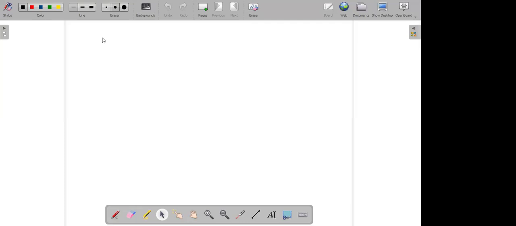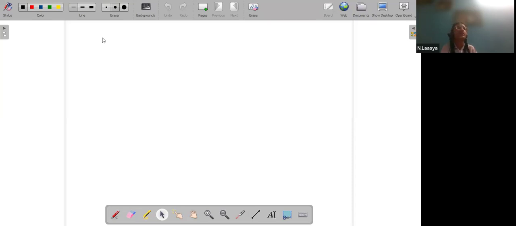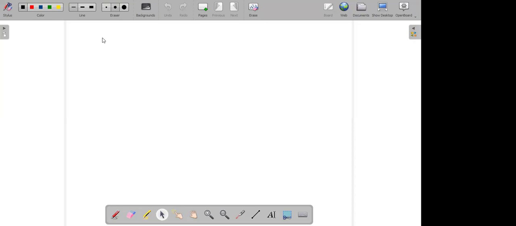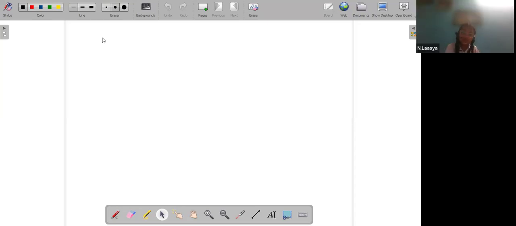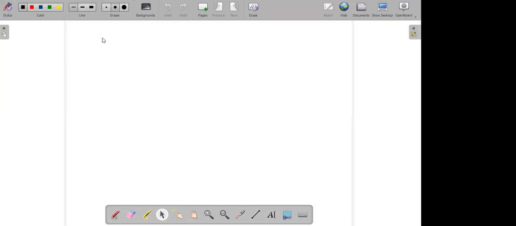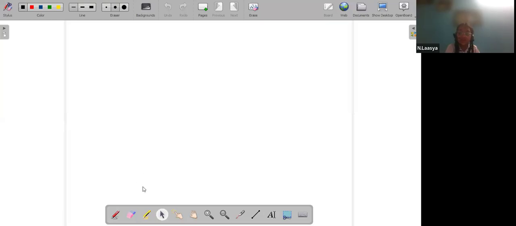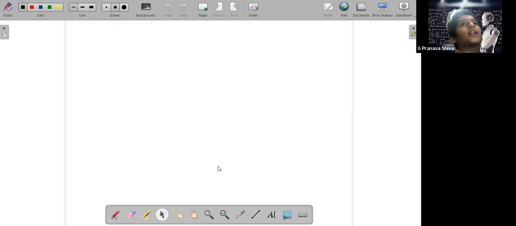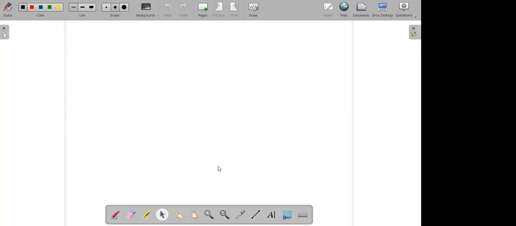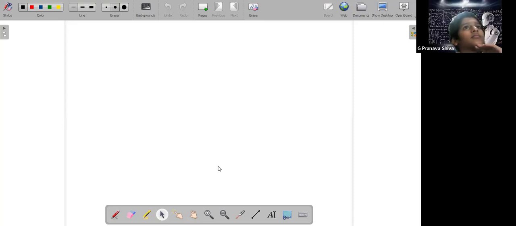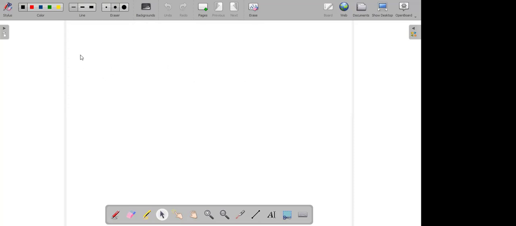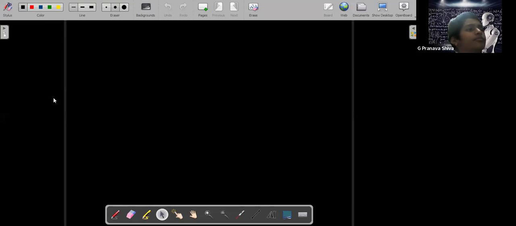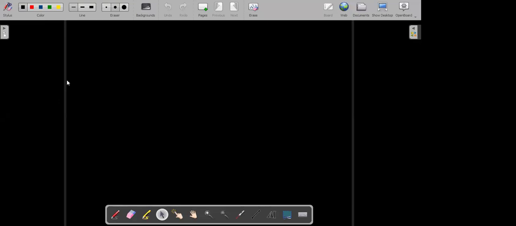Sir, can you change your theme to black? What about your chemistry syllabus? In chemistry we were doing combustion and flame. Okay, let's continue with that. Pranava is calling, sir. Yes, Pranav. Sir, can you change your theme into the black one? Which black? The screen? The board, sir. Yes, same.